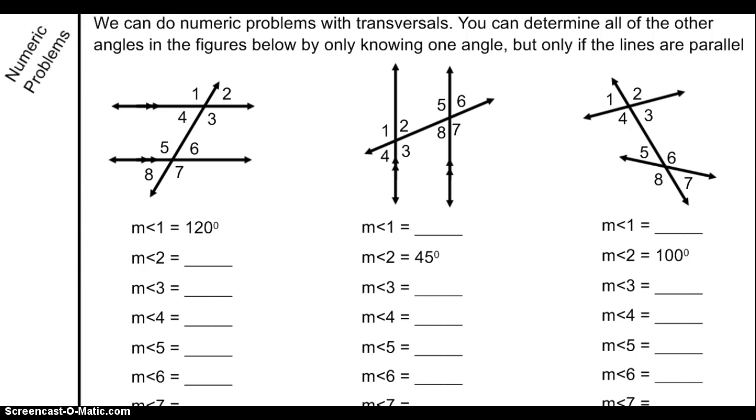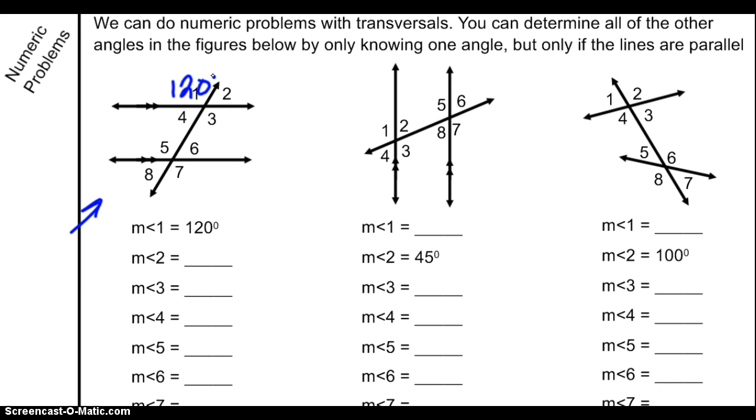We can do numeric problems with transversals. You can actually determine all of the other angles in the figures below by knowing only one angle, but only if the lines are parallel to each other. So looking at this first one, it says that measure of angle 1 is 120 degrees. So let me label that, 120.